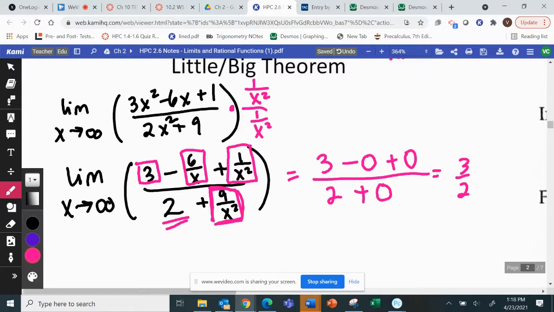Now, I could try that with negatives as well. I could do negative infinity, but that's not going to change any of these answers. And it's not going to change 3 or 2 either because those don't have x's. So the answer is going to be the same for either infinity.